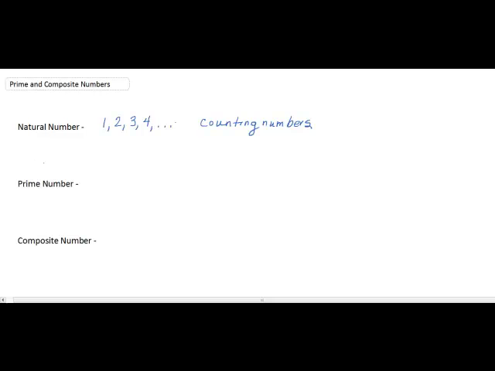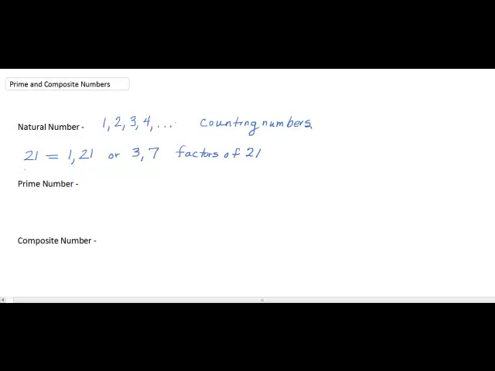21 is a natural number. And 21 can be factored as, well, 1 times 21. Or we can also get 21 by multiplying 3 times 7. So we say that 1, 3, 7, and 21 are the factors of 21.